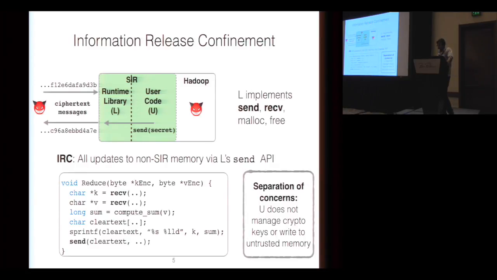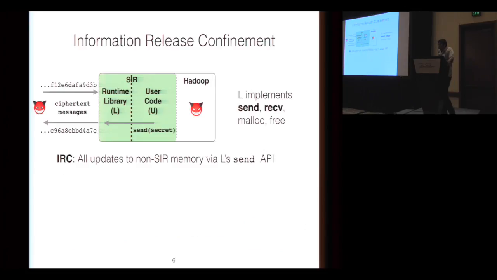And the separation of concerns here is that the user code doesn't have to know about crypto keys or have to manage them, nor does it directly write to untrusted memory. The writing to untrusted memory happens within the runtime library. And that should hopefully make the reasoning easier. So there are a couple of interesting implications. If user code satisfies this property, then, since the runtime library is encrypting all of the messages for you, you essentially get protection against explicit information leaks.